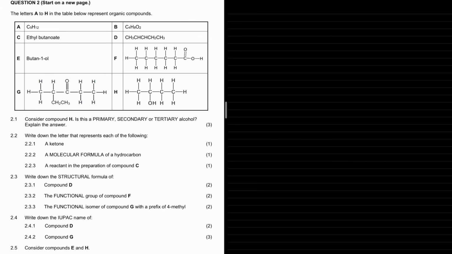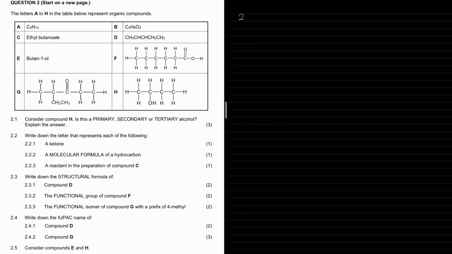The letters A to H in the table below represent organic compounds. Okay, so we have all of our organic compounds. Let's go one by one. 2.1 says consider compound H. Okay, compound H. Is this a primary, secondary, or tertiary alcohol?